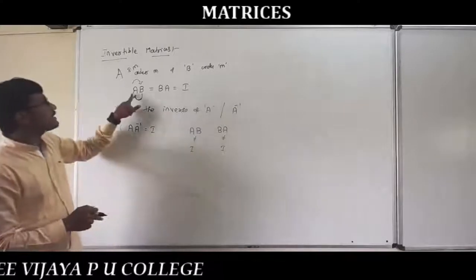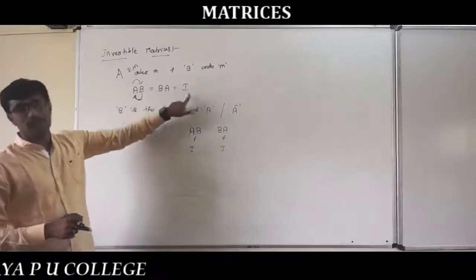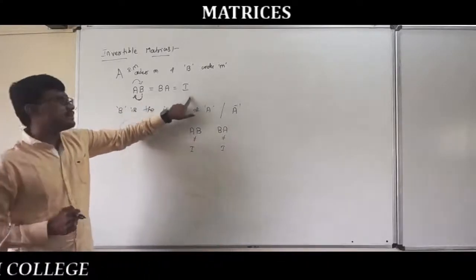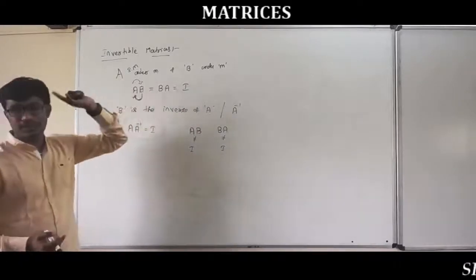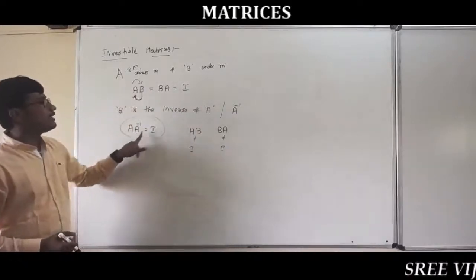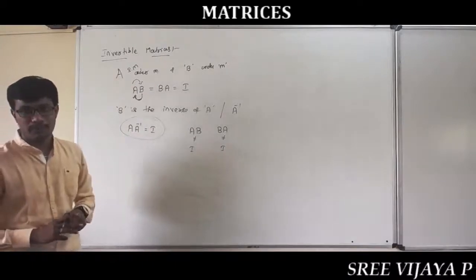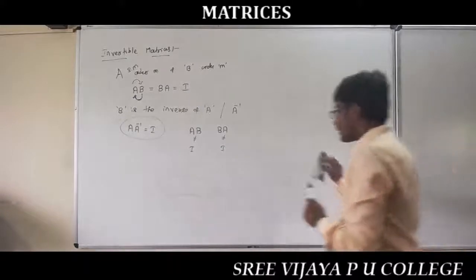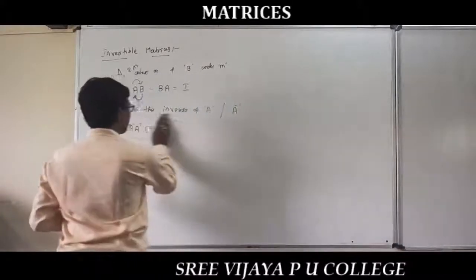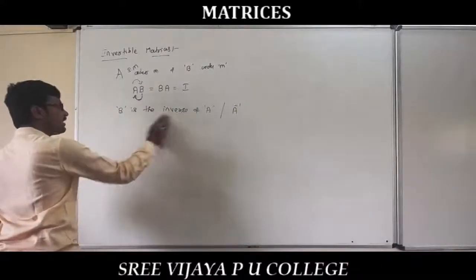If it is satisfied that AB equals BA equals I, then only we can say that B is the inverse of A, or we can say that A is the inverse of B. That can be taken as A into A inverse equals I. Okay, now let us see a small example whether, if you multiply A and B, it is the identity matrix.